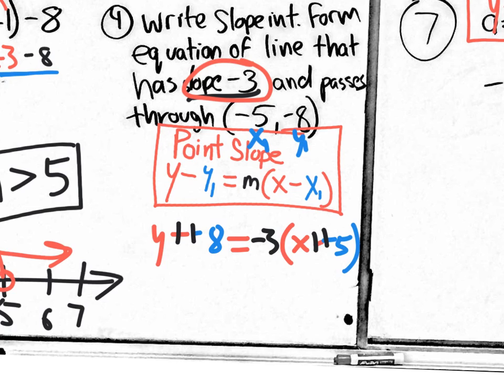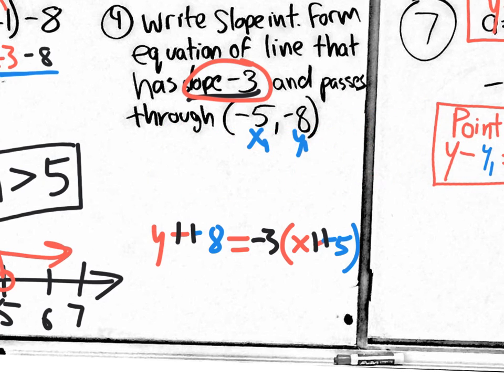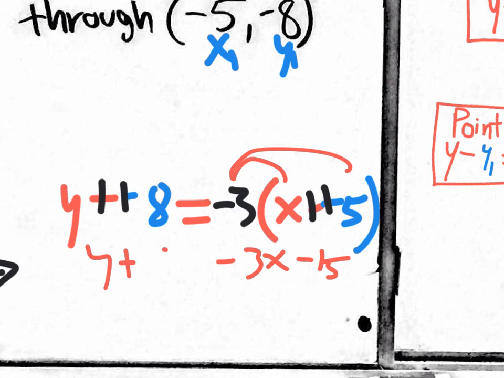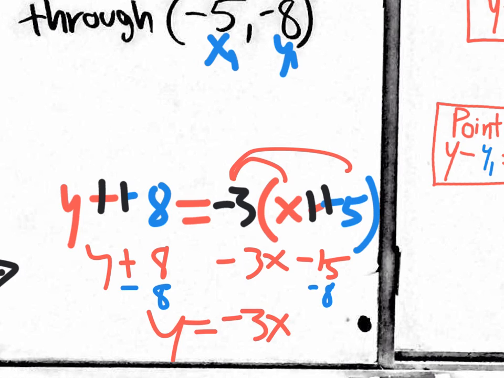All we need to do is get rid of the parentheses that you see here, and also move the 8 over to the other side. So let me get rid of these parentheses by distributing. So I'm going to go negative 3 times x, that's negative 3x. Negative 3 times 5, that's negative 15. Over here we have a y plus 8. And final step would be to subtract 8 on both sides. So my final equation will be y equals negative 3x minus 23.